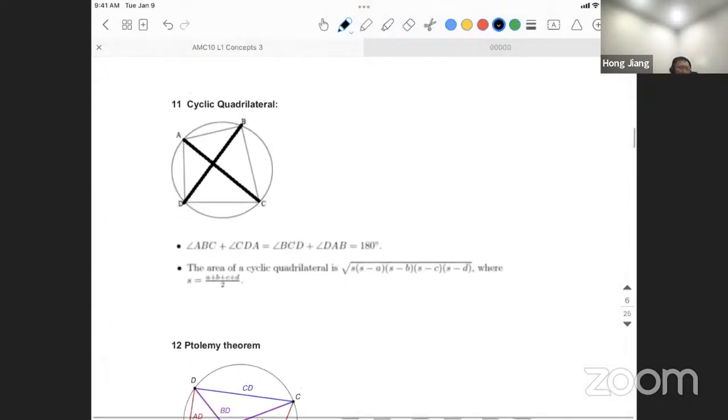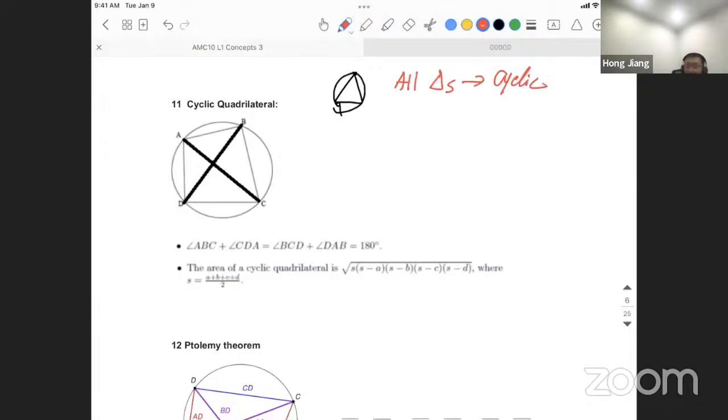Okay, the other part you need to know is the cyclic quadrilateral. As long as you have a circle, you'll be able to find a quadrilateral inside, right? This is actually different for a triangle. As long as I give you a triangle, no matter what kind, you can definitely find a circumcircle for this triangle. So all triangles must be cyclic, meaning you can definitely find a circle which touches the three vertices of the triangle.